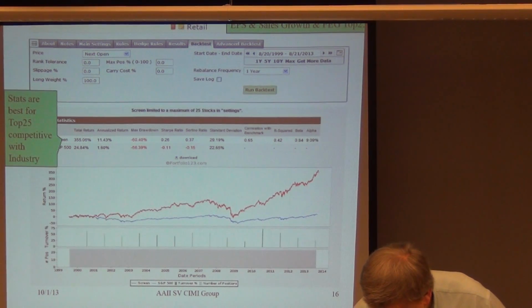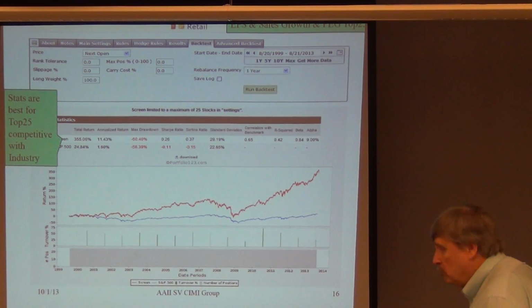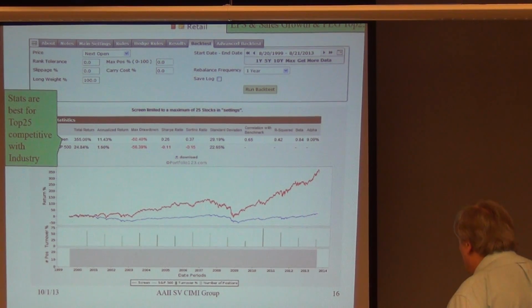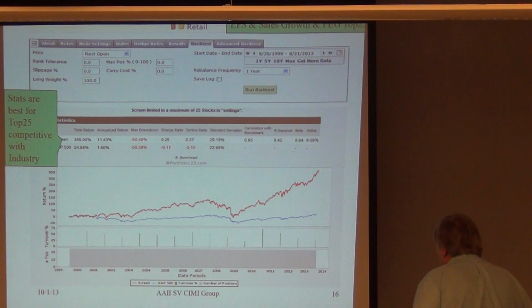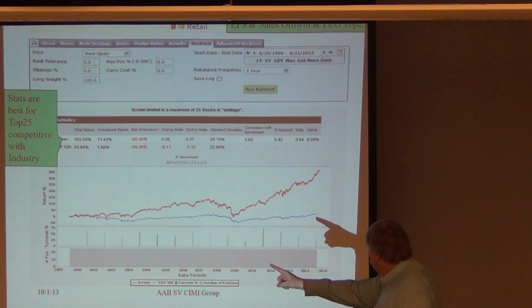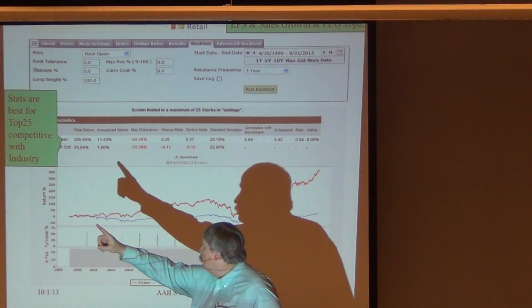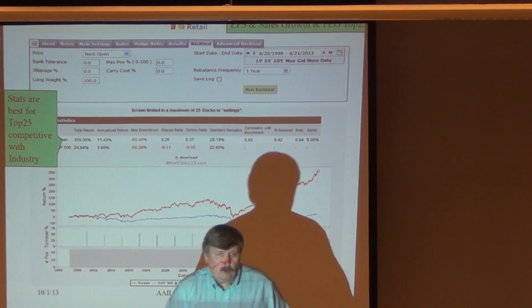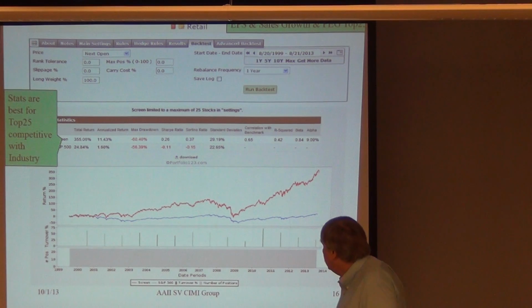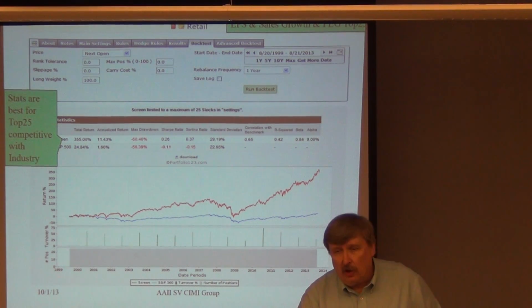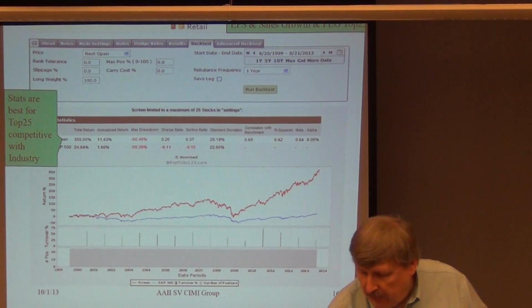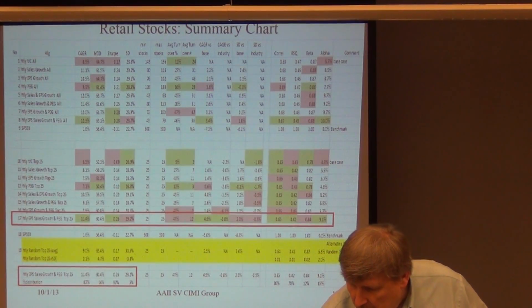All right. Here's what happens. You take the top 25 on the screen I showed you. Again, S&P 500, blue, screen in red. Doesn't do quite as good. It only makes 11.4%. Okay. So this is all what we saw last month. It's a pretty good screen.